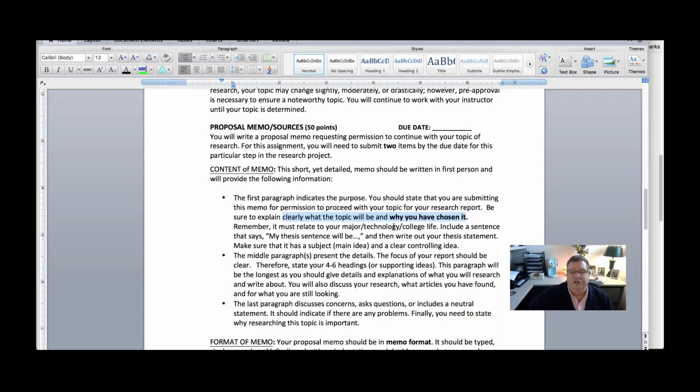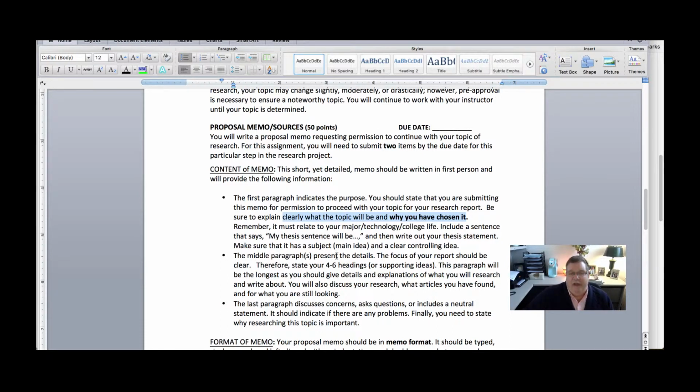Remember, it must relate to your major, technology, or college life and include a sentence that says, my thesis will be, and then write out your thesis statement. So in the previous video, we talked about having a claim, having evidence, and coming up with a thesis statement. So now you want to put all of this together and put this into your proposal memo.